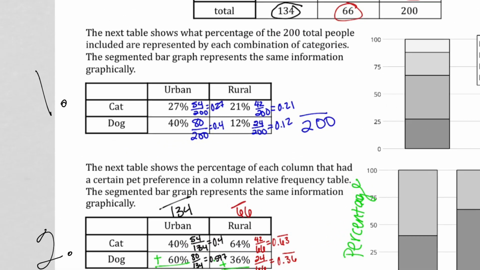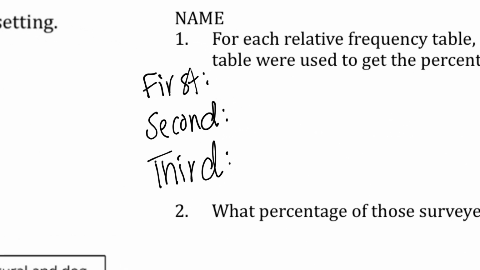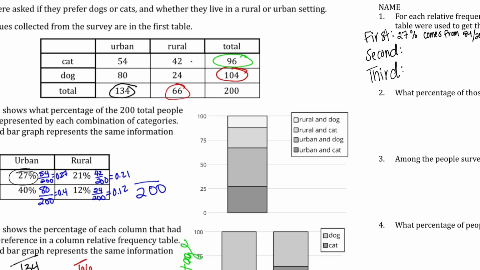So we got all of these numbers in the first one by dividing by 200. So we can just pick any of these percentages. Let's do 27% right here, for urban cat. So 27% comes from 54 divided by 200. So 54 coming from right here, 200 being our total.